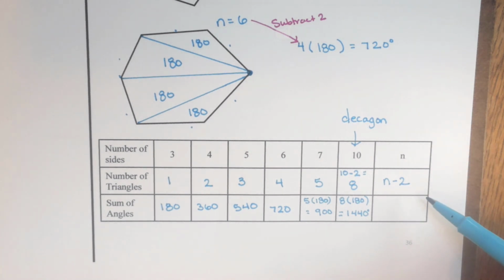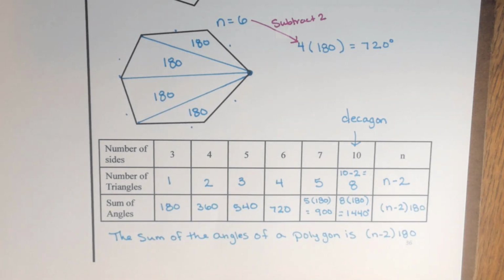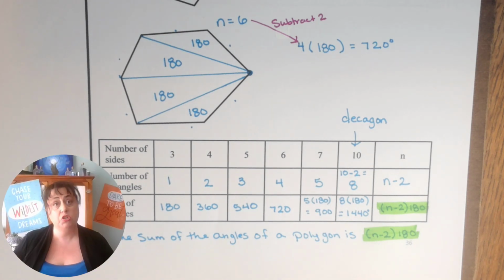And what did I do with this number of triangles to 180? I always just multiplied them. So the sum of the angles of a polygon is n minus 2 times 180. I have a nice little formula that I can use now to figure this out. So now let's use this formula to do some problems.